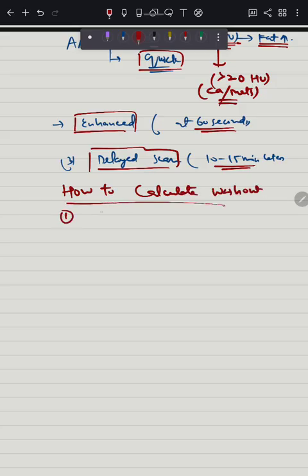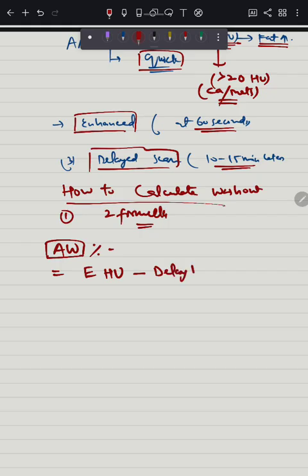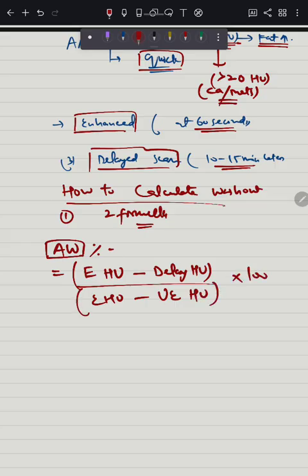We have got two formulas. One is absolute washout, AW, that we calculate in percentages, and that is calculated as enhanced Hounsfield units minus delayed Hounsfield units divided by enhanced Hounsfield units minus unenhanced Hounsfield units. This is to be multiplied by 100, and if this absolute washout is greater than 60%, then it is adenoma.